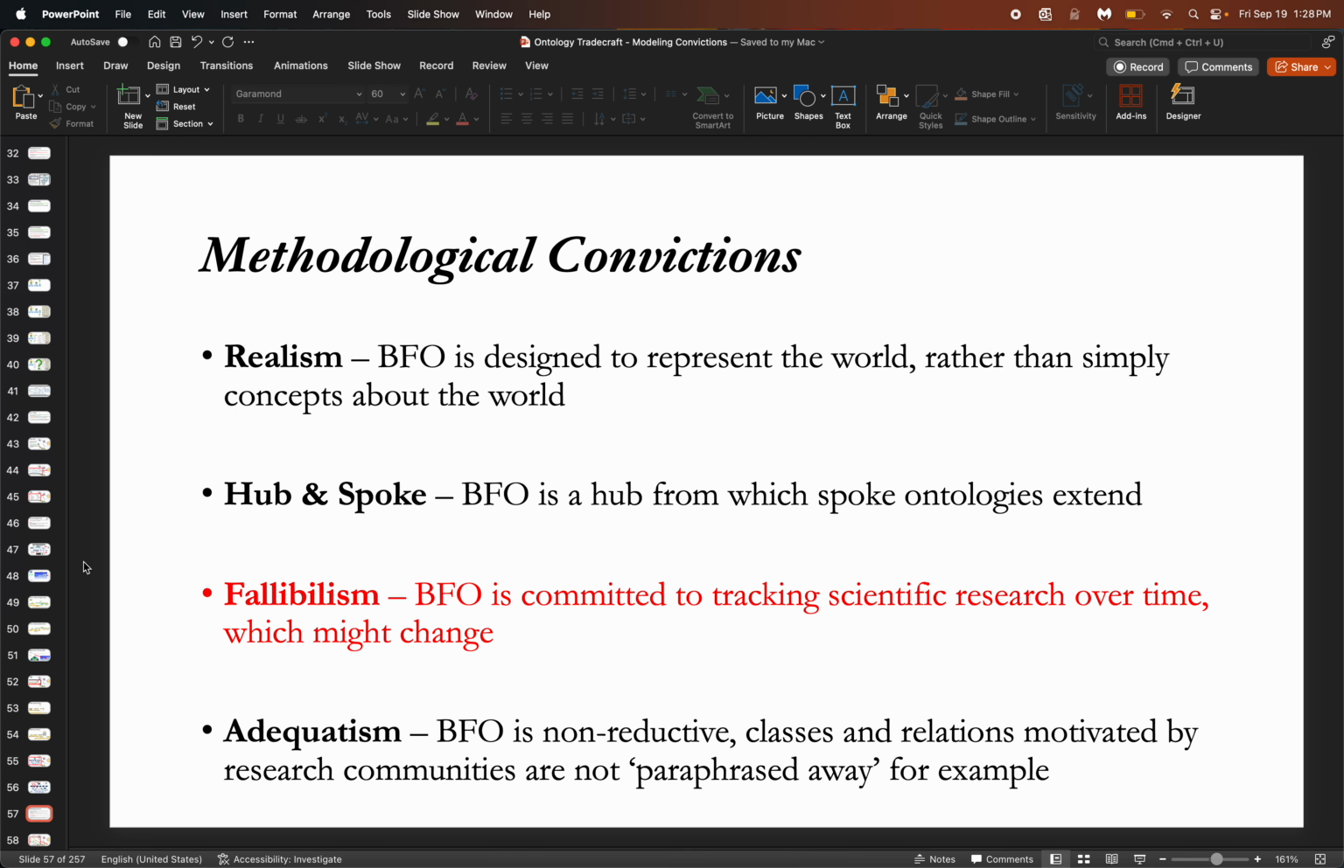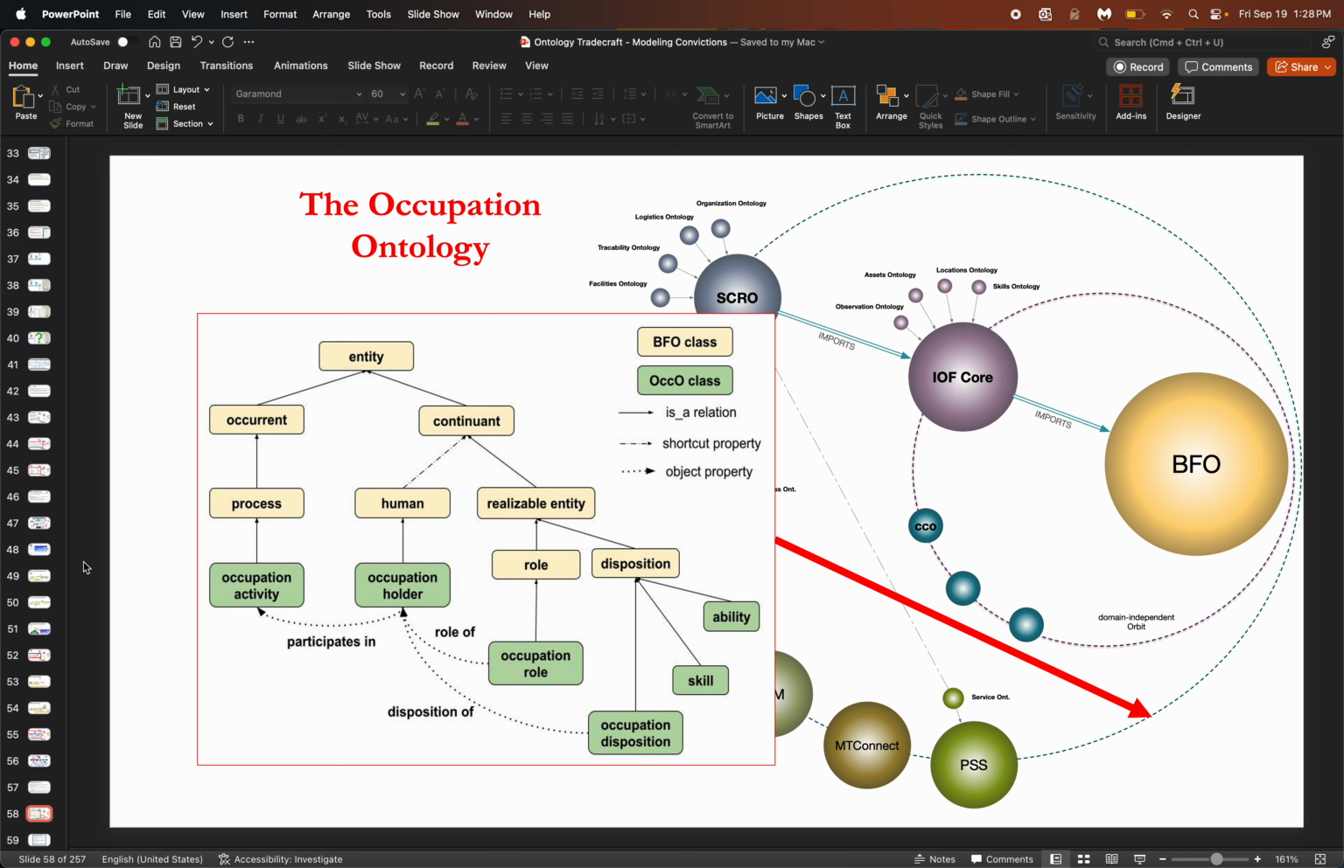So we also adopt in this circle tracking scientific research, or just good research over time, and we acknowledge that it might be fallible. So we don't think our ontologies are perfect by any stretch of the imagination. They're not perfect as they're developed by us, and they're also not perfect as we try to track the best research that we have. And so we acknowledge they may need to be changed. They are fallible in that sense.